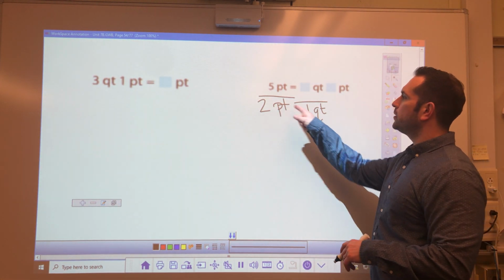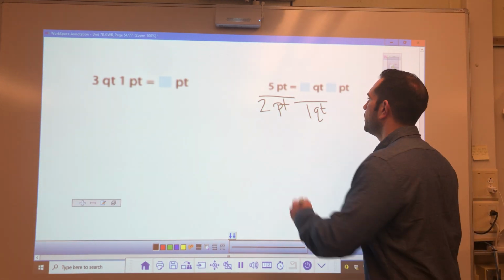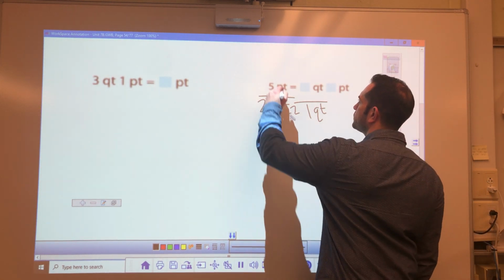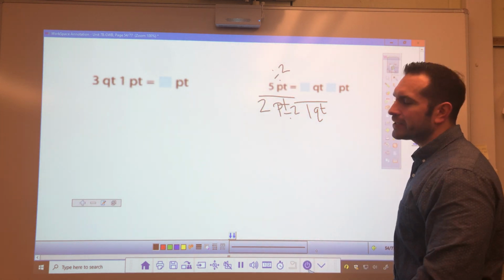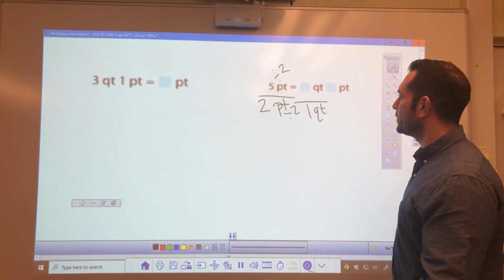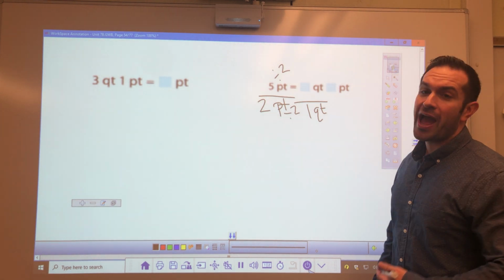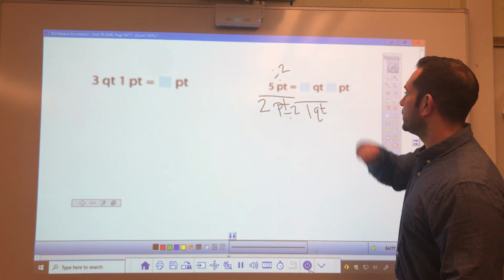Since it's high to low, I'm going to divide. So I'm going to divide by 2. And when I do 5 divided by 2, you're going to get 2.5. But that's 2.5 quarts, because you want a pint.